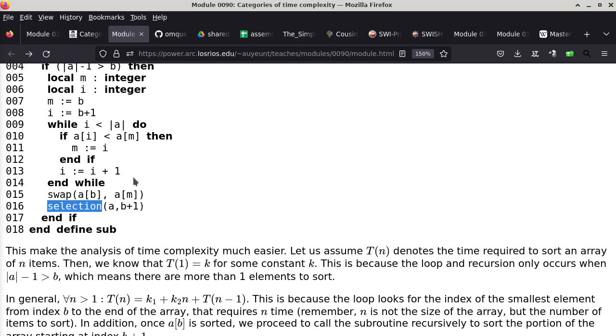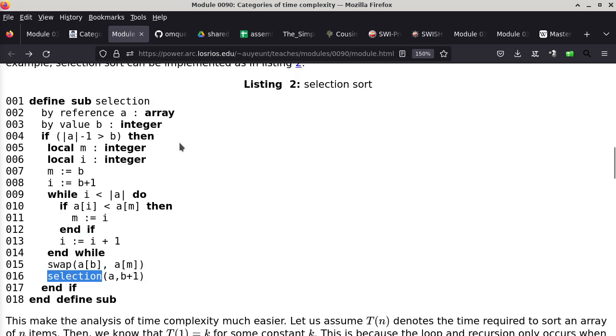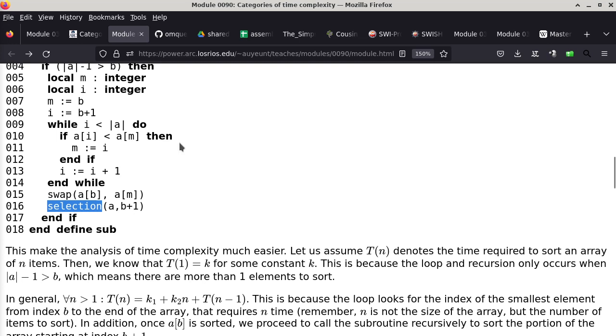So K1 is going to capture the time to initialize M, to initialize I, and also to check the condition, which is all the way up here on line 4. So those are the constant time operations. What about K2 times n?